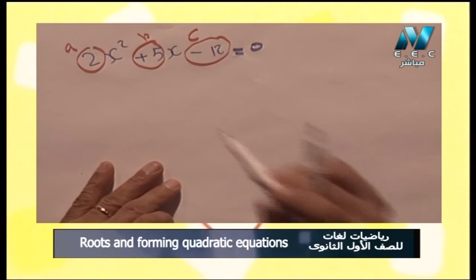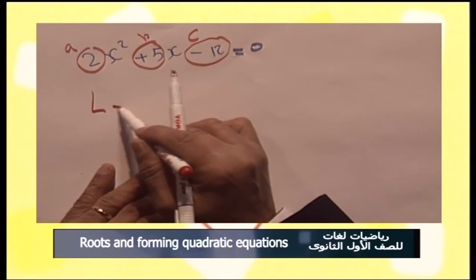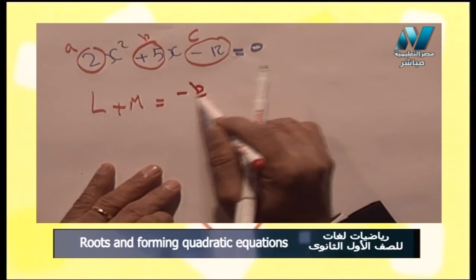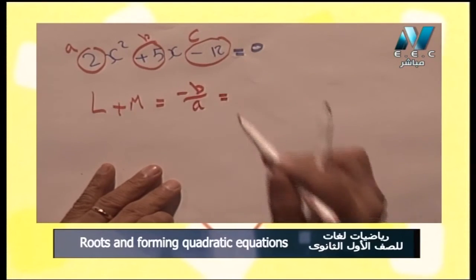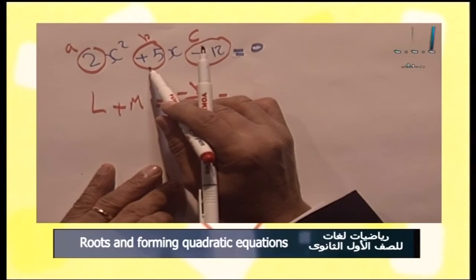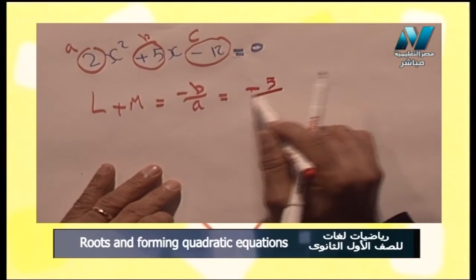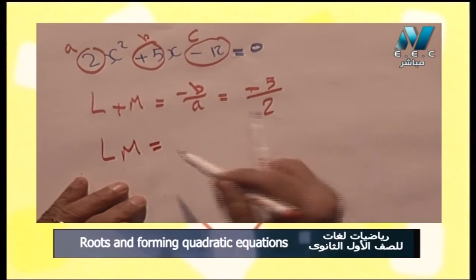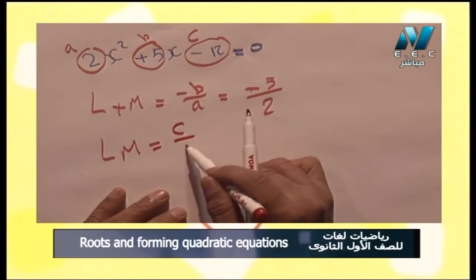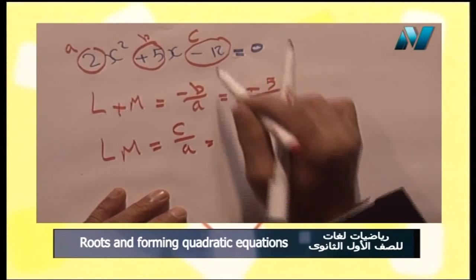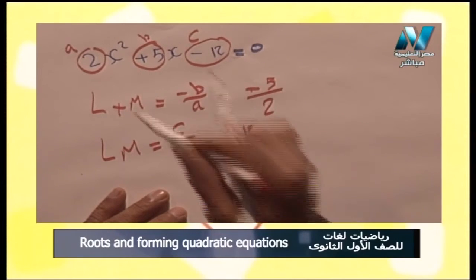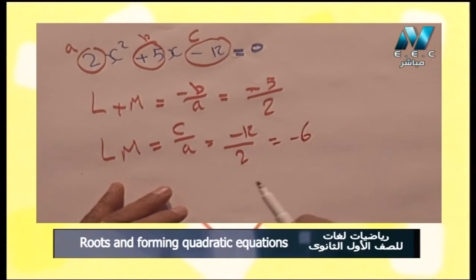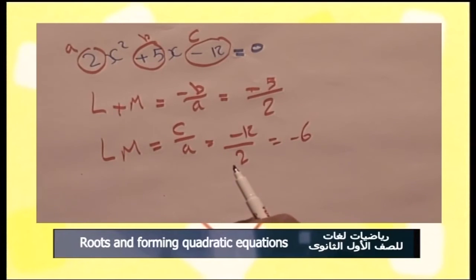So to find the sum of the two roots, L plus M equals negative b over a, equals negative b, which is negative 5, over 2. And to find the product, LM equals c over a, which is negative 12 over a, which is 2. So it's negative 6. And let's move to another one.